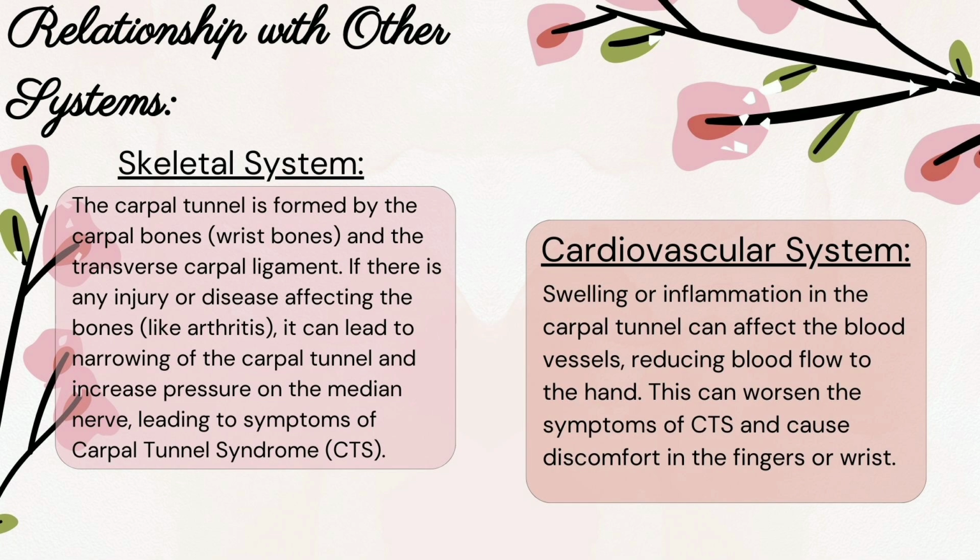Next is the skeletal system. The carpal tunnel is formed by the carpal bones and the transverse carpal ligament. If there is any injury or disease affecting the bones, like arthritis, it can lead to narrowing of the carpal tunnel and increased pressure on the median nerve, leading to symptoms of carpal tunnel syndrome. And the last one is the cardiovascular system. Swelling or inflammation in the carpal tunnel can affect the blood vessels, reducing blood flow to the hand. This can worsen the symptoms of carpal tunnel syndrome and cause discomfort in the fingers or wrists.